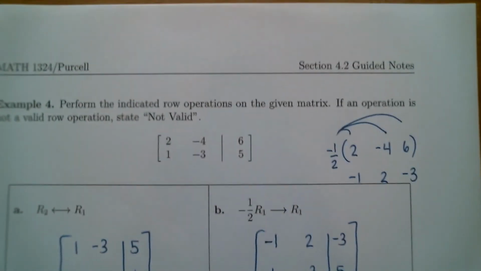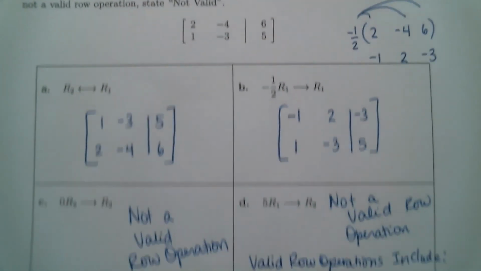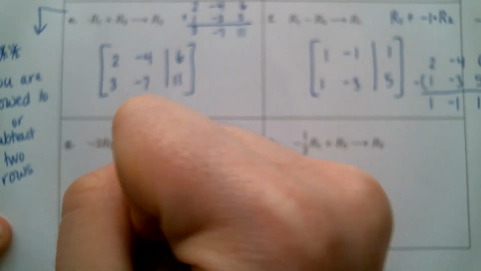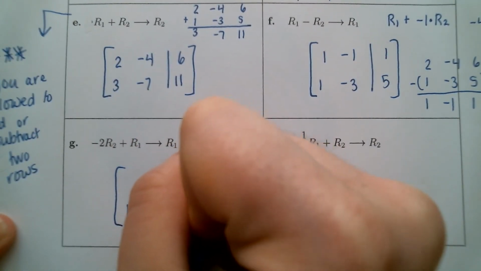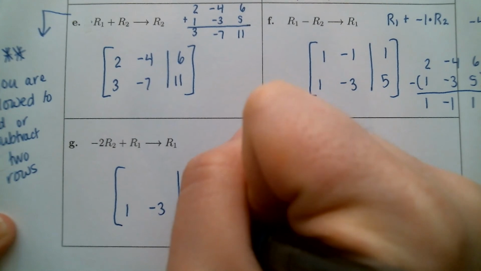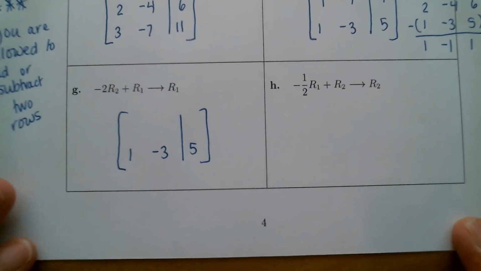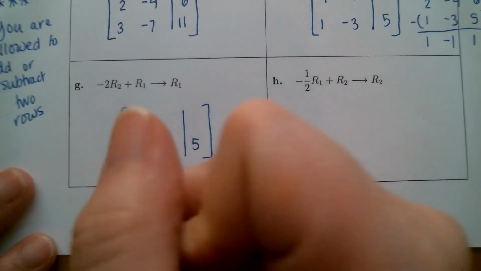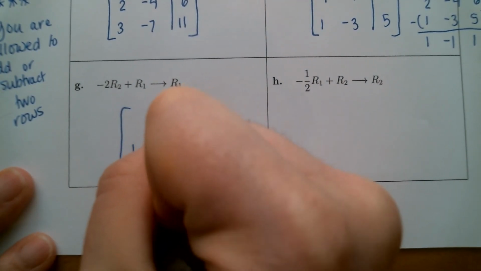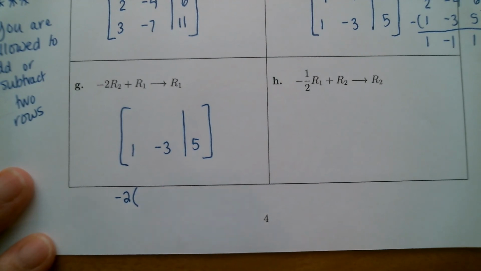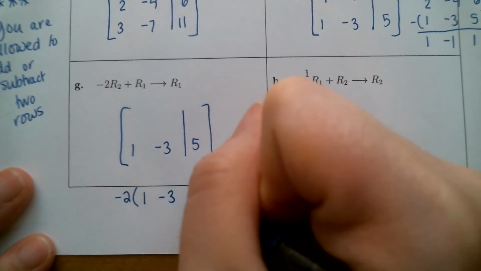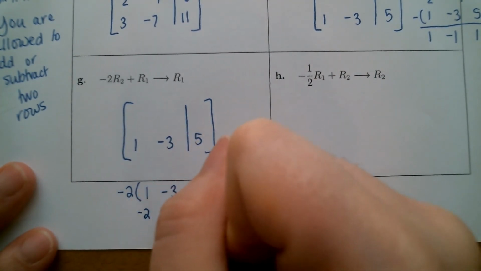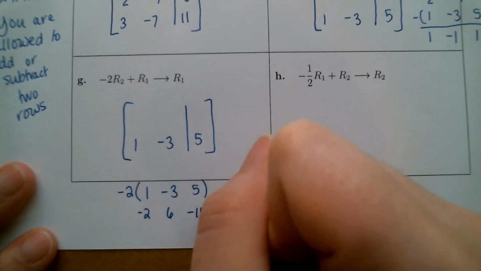Again, working with my original matrix, we are not changing row 2, so I'm going to write in row 2. It's going to stay 1, -3, 5. And then I'm going to do the work out to the side so I don't make a mistake. I'm going to do -2 times row 2. Row 2 is 1, -3, 5. If I distribute, that's going to give me -2, +6, -10.